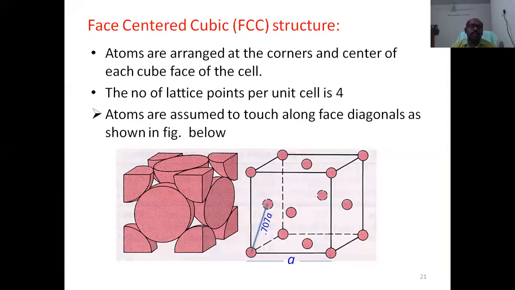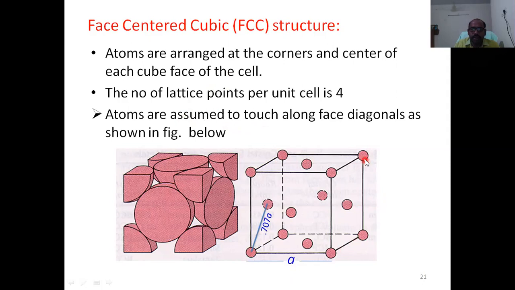At first, face-centered cubic structure. It is one Bravais lattice of cubic system. So in here we are seeing the figure. Right. So in face-centered cubic structure, there are lattices at 8 corner points. We are observing here at all corner points.